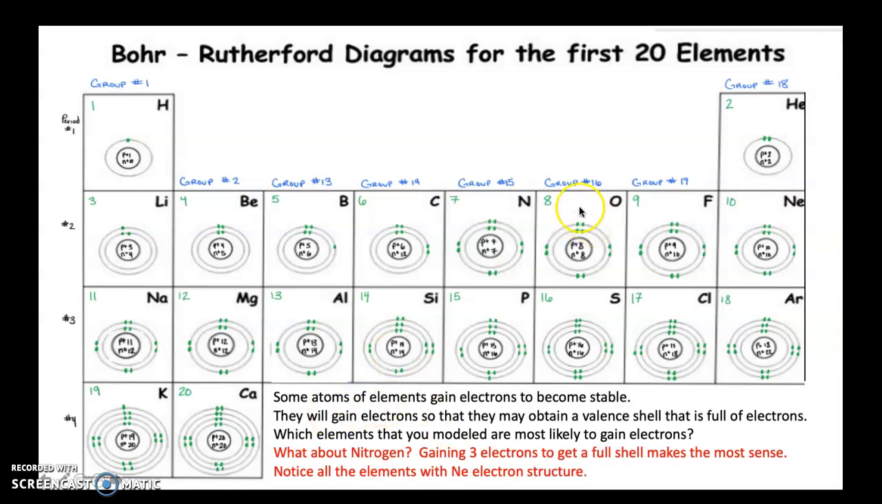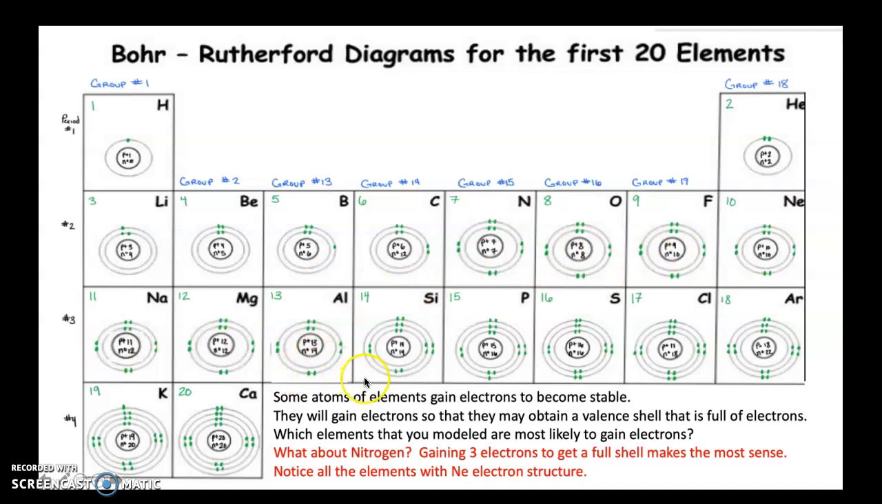Now let's look at all of these that have either gained or lost electrons. How many of them are like neon? So if I start right here with nitrogen, our last example, it gained 3 electrons. It's got 10 total electrons. It looks like neon. Oxygen looks like neon. Fluorine like neon. And those are the gainers of electrons. And now the losers of electrons.